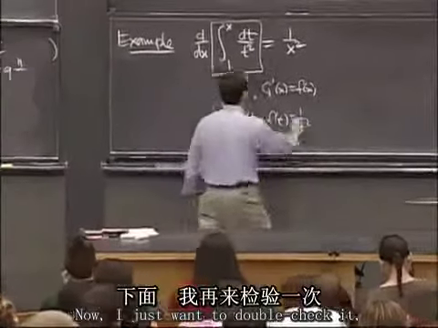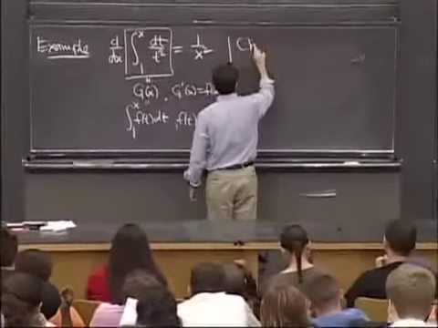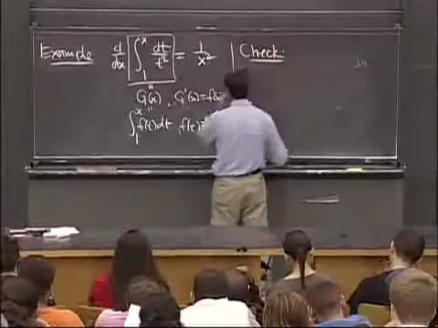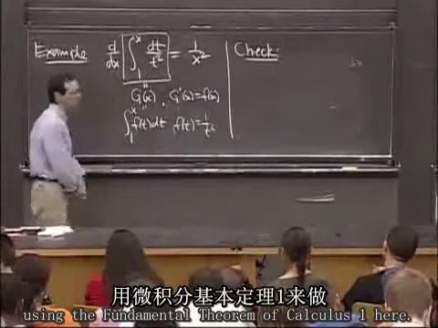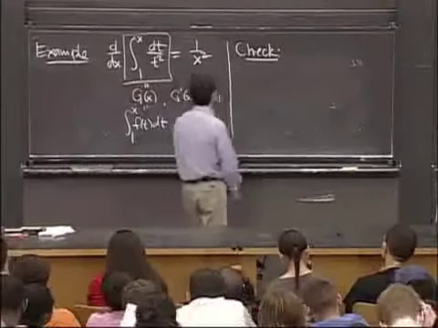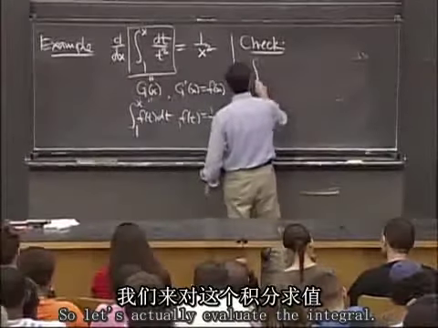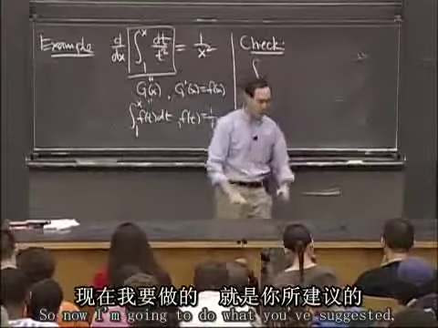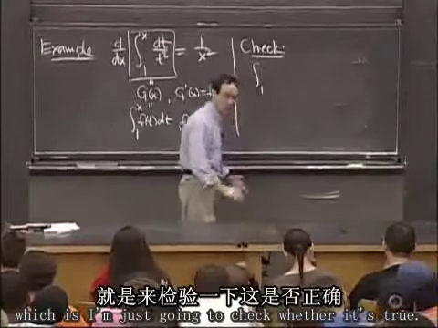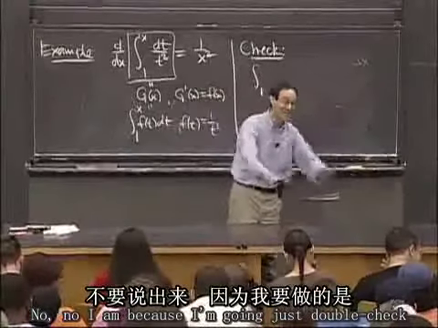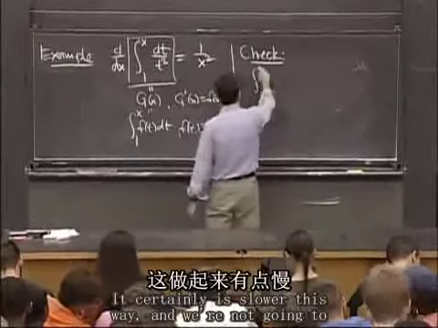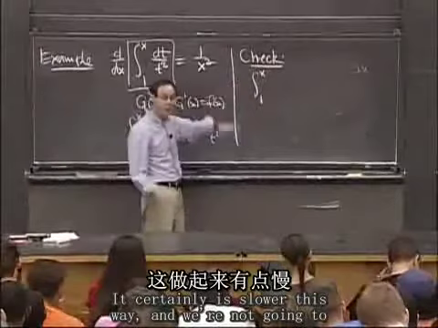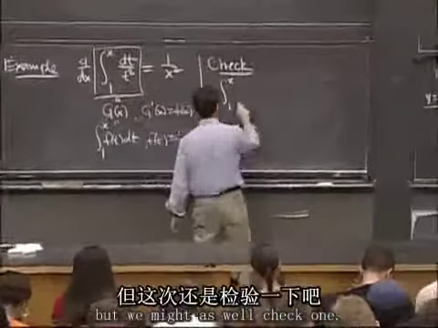Now, I just want to double check it using the fundamental theorem of calculus 1 here. So let's actually evaluate the integral. So now I'm going to do what you suggested, which is I'm just going to check whether it's true. I'm going to just double check that it's consistent. It certainly is slower this way, and we're not going to want to do this all the time, but we might as well check one.